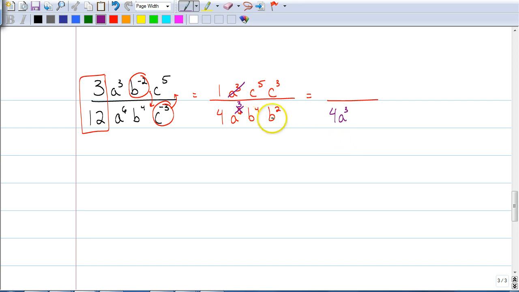The b's, those are both already in the denominator, and I have b to the 4th times b squared, which gives me b to the 6th. In the numerator, I have c to the 5th times c cubed, which gives me c to the 8th. So that would be my answer. So this whole mess that we had at the beginning simplifies to be c to the 8th over 4a cubed b to the 6th.